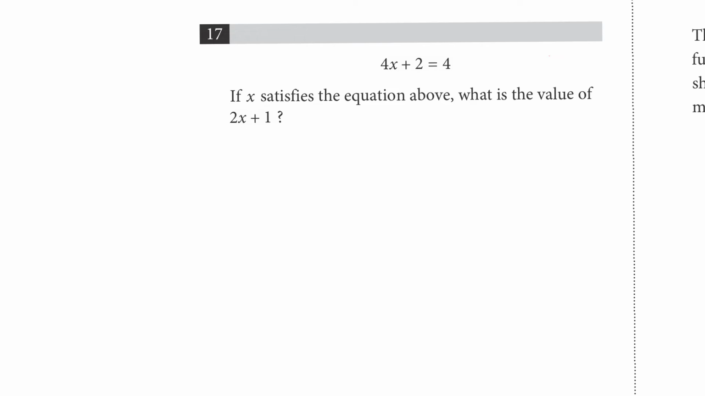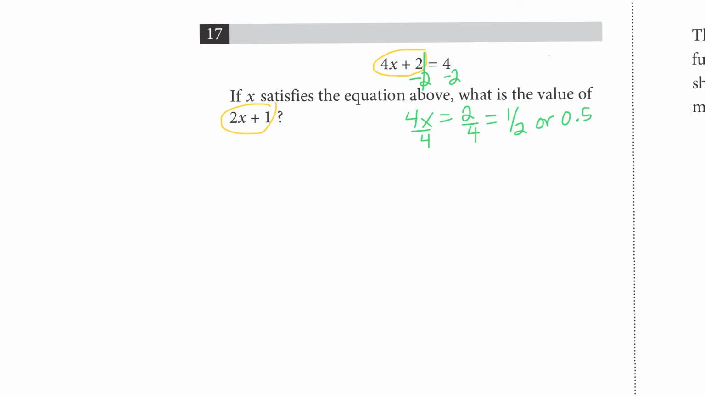Problem number 17 says, if x satisfies the equation above, what is the value of 2x plus 1? Okay, so we're looking for 2x plus 1, and we have 4x plus 2. So most students will probably do what? They'll subtract 2 on both sides, and that'll cancel out. So you're going to have 4x is equal to 4 minus 2 is 2, and then you divide by 4, and the answer is 2/4, which is 1/2, or 0.5, or just 0.5.